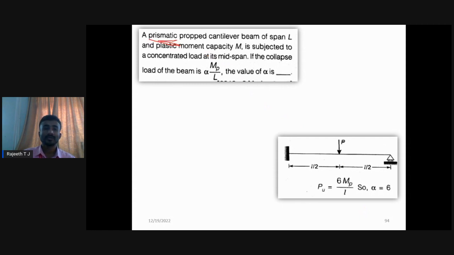Prismatic means what? The constant EI value. The beam is having constant EI. A prismatic propped cantilever beam of span L and plastic capacity MP is subject to a concentrated load at midspan. The collapse load will be alpha MP by L. So what is this? This is a propped cantilever. We already know the answer is 6 MP by L.